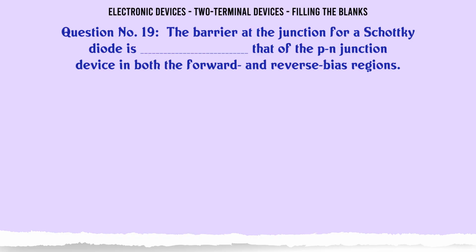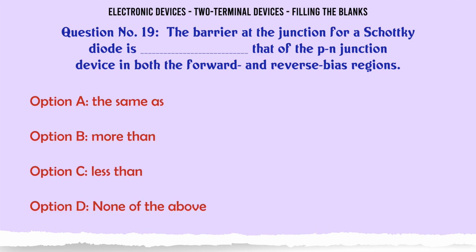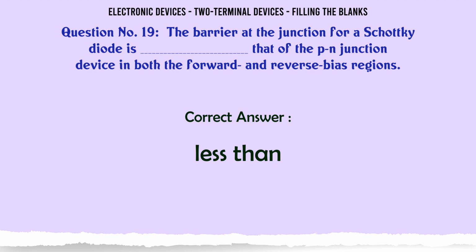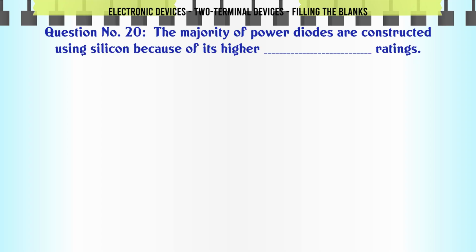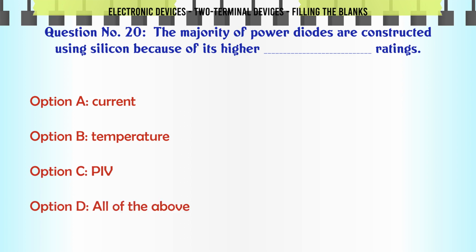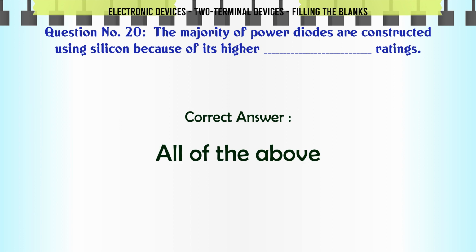The barrier at the junction for a Schottky diode is ___ that of the p-n junction device in both the forward and reverse bias regions. A, the same as; B, more than; C, less than; D, none of the above. The correct answer is less than. The majority of power diodes are constructed using silicon because of its higher ratings. A, current; B, temperature; C, PIV; D, all of the above. The correct answer is all of the above.